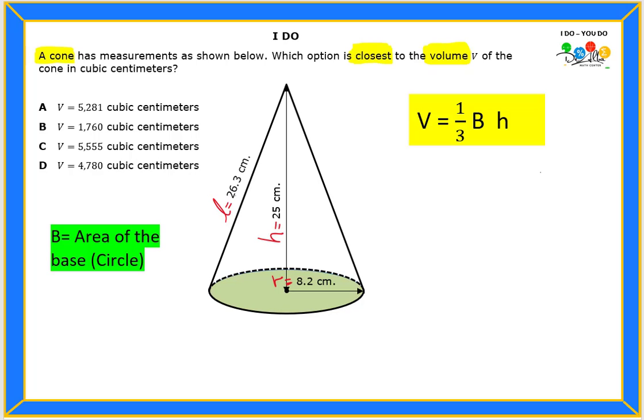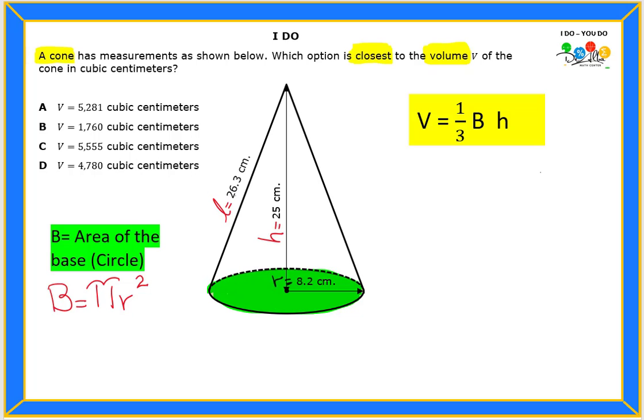So the formula is, and I'm going to write down B equals pi radius squared. So that circle that you see here, this is still my base. Now notice how there's no other circle above, right? So it has only one circle. It has only one base, okay?